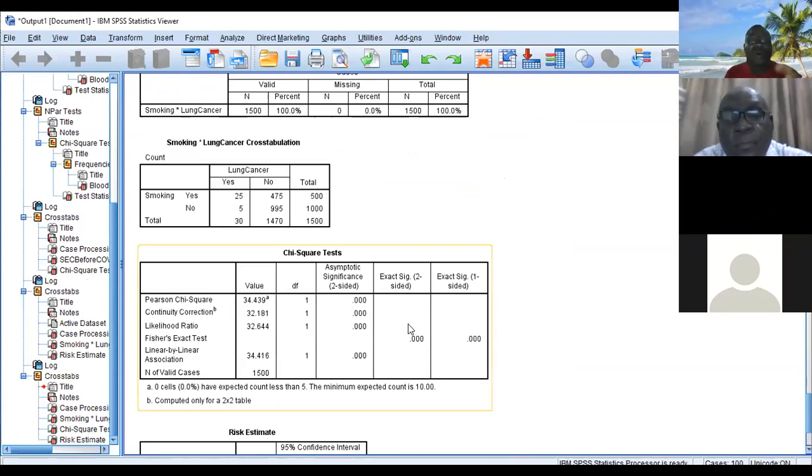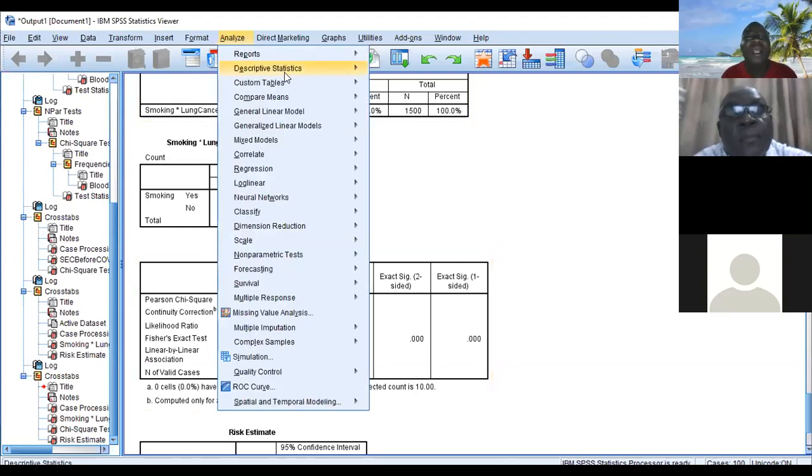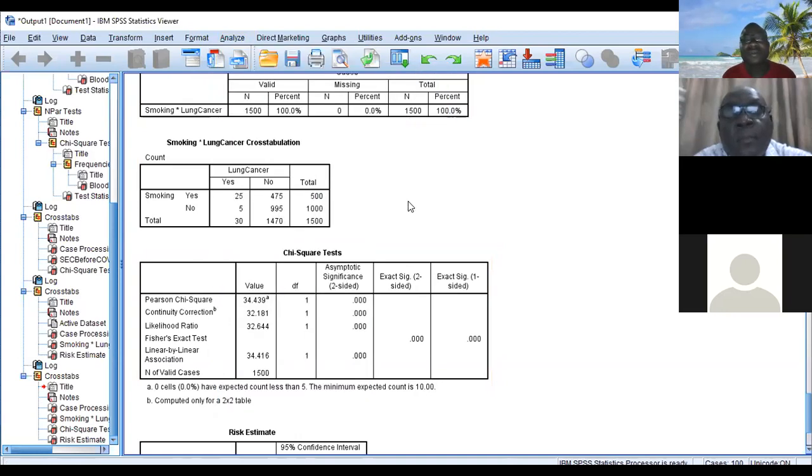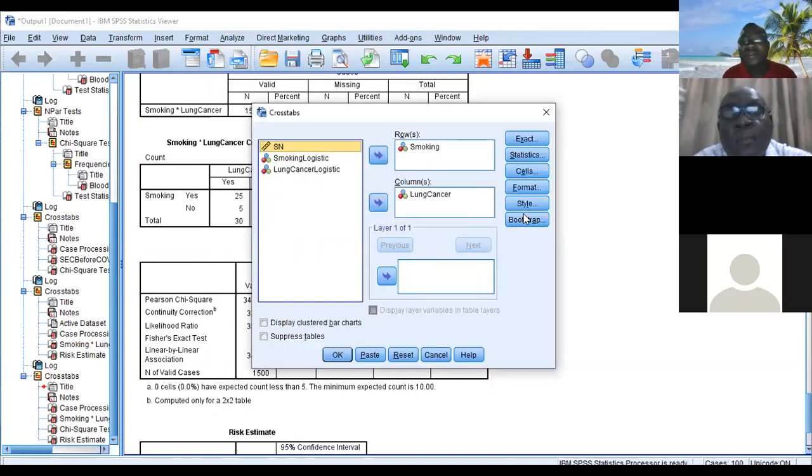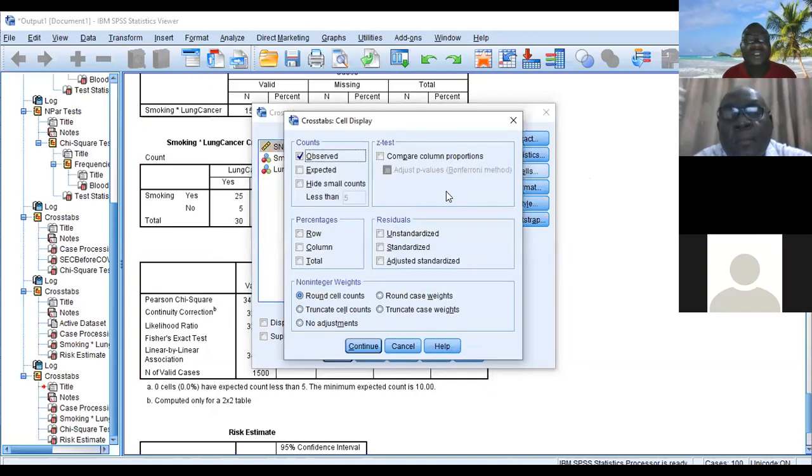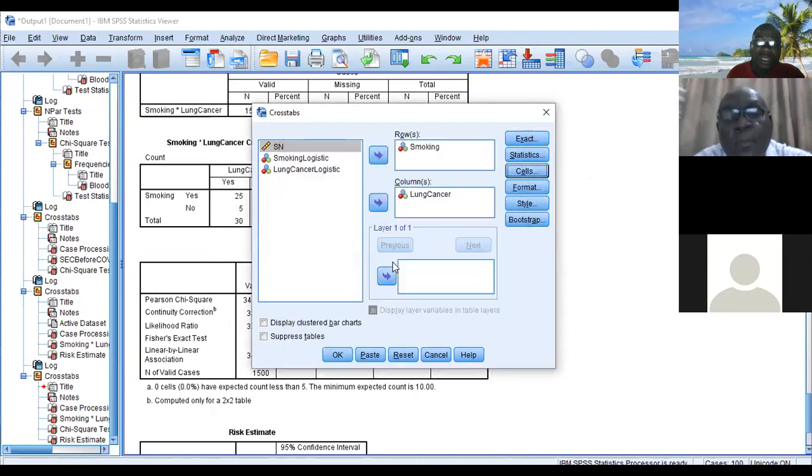It shows what I wanted you to go back for. I wanted you to put that percentage so that it's not the conventional way we interpret. Go and put that percentage, and go to cells. Click on rows. That's what I want. Row percentage. Yes. Continue. That's all. No column, row. Continue. Okay, click OK.